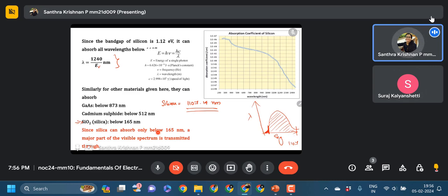It's getting transmitted. Now I understood. So when you get the wavelength of that material, the wavelength below that will be absorbed within it, and the rest all is just passing through, not doing anything. It will be more of a transparent material.